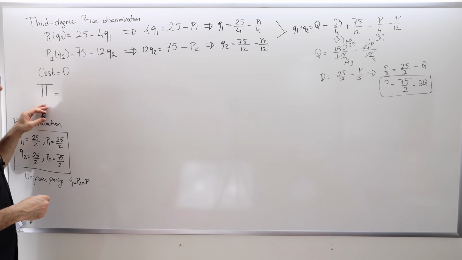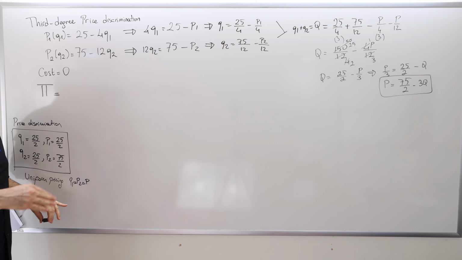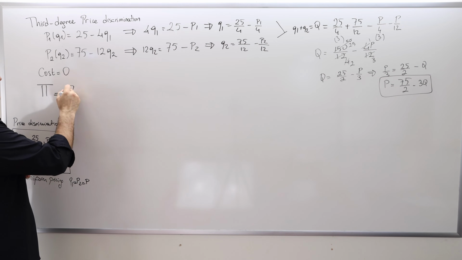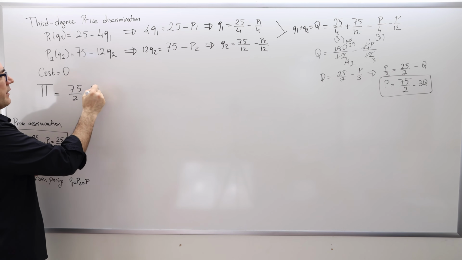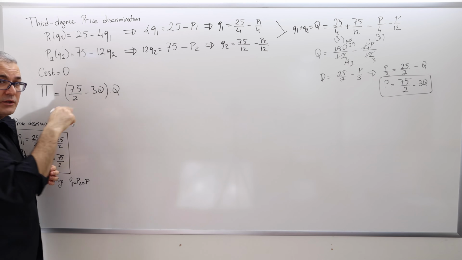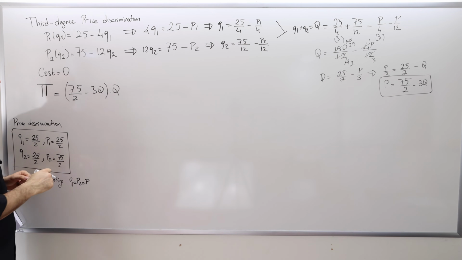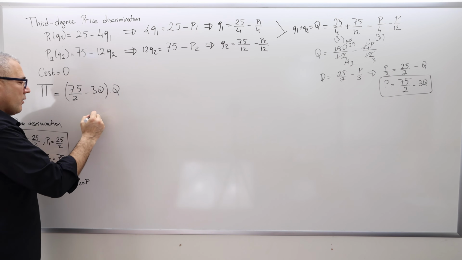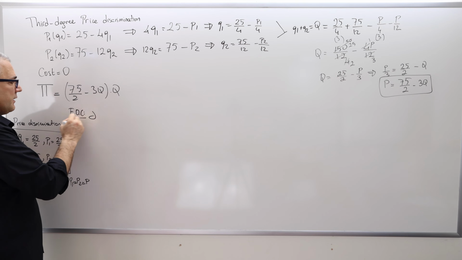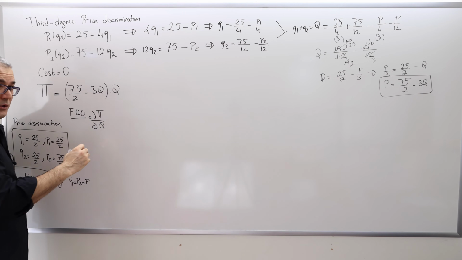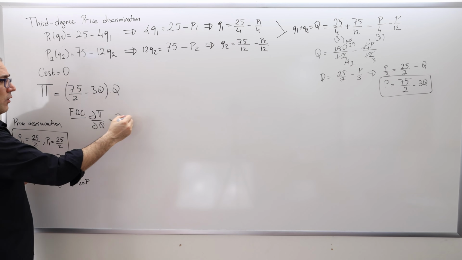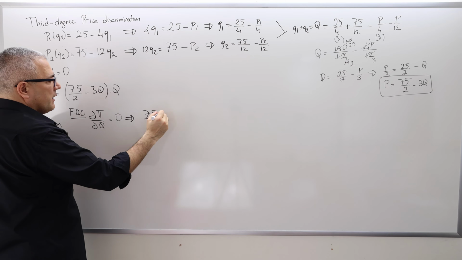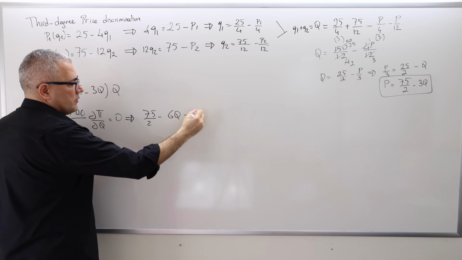Okay, so the profit function of the monopolist, when it charges uniform pricing, is therefore the price, 75 over 2 minus 3Q, times the quantity, the capital Q. So that's the total quantity. And no cost, remember? So it's a simple profit function. So the first order condition is del pi over del capital Q, set it equal to 0 and solve for Q. So the derivative of this is 75 divided by 2 minus 6Q equals 0.